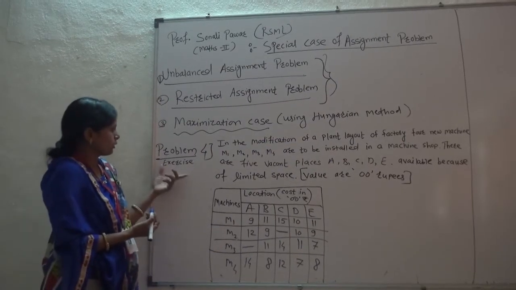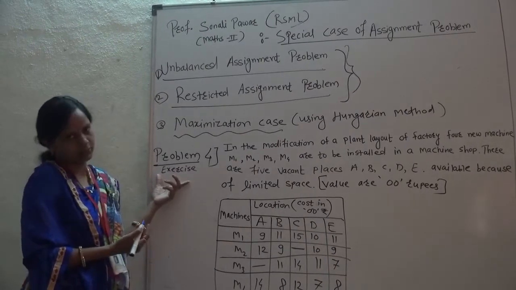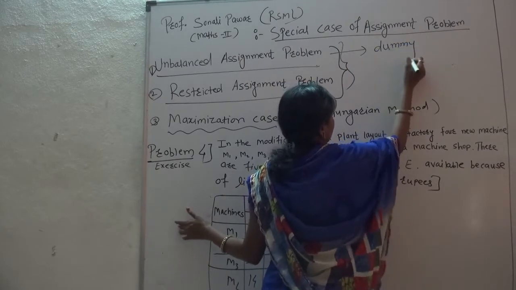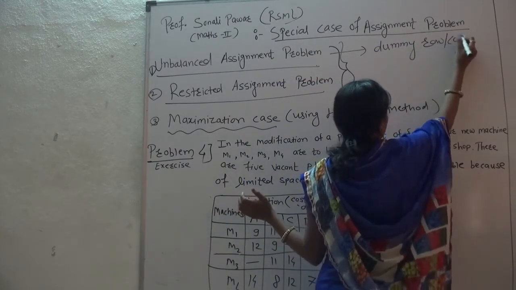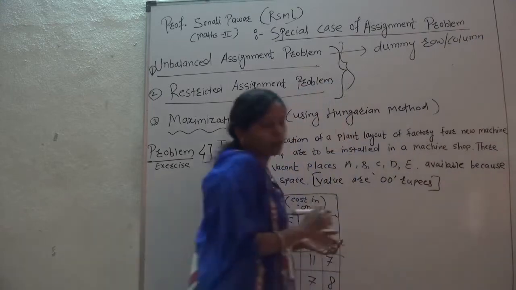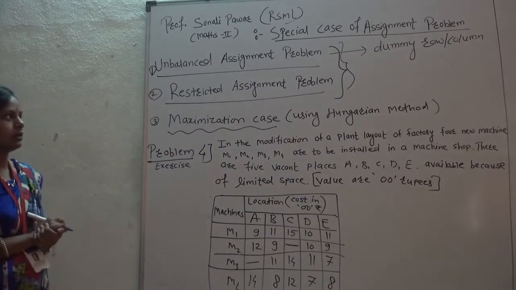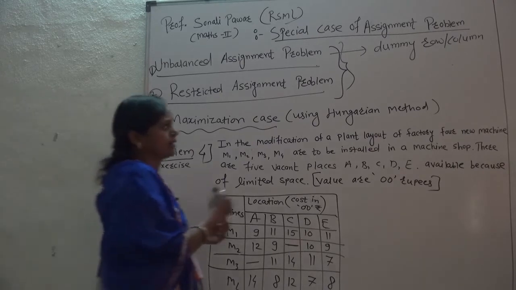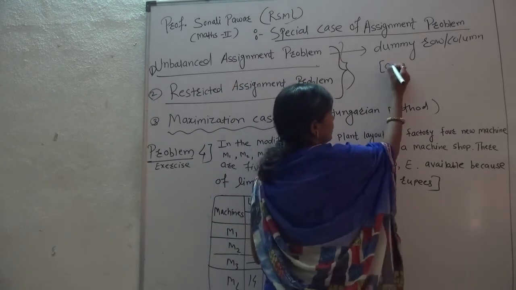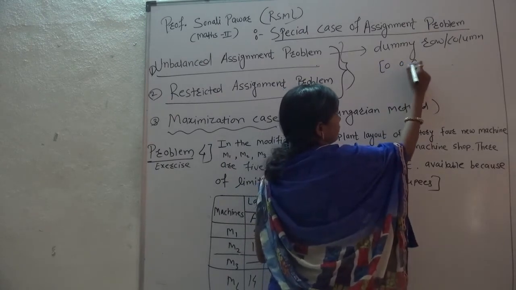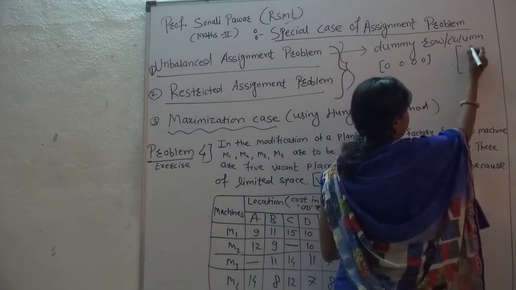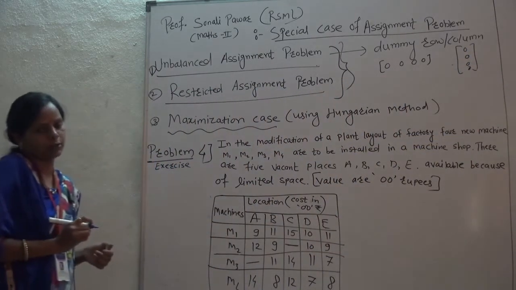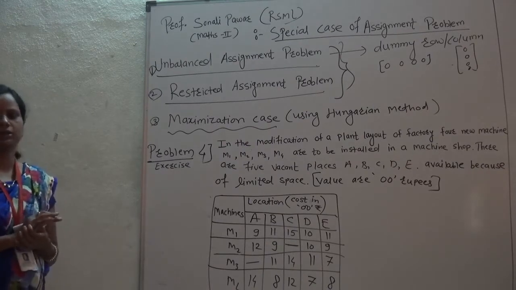In the unbalanced assignment problem, the main role is played by a dummy row or dummy column. So what is a dummy row or dummy column? A dummy row or dummy column means an adjustment, with all entries 0. A dummy row looks like this, and a dummy column like this. In a dummy row and dummy column, all the entries are 0.